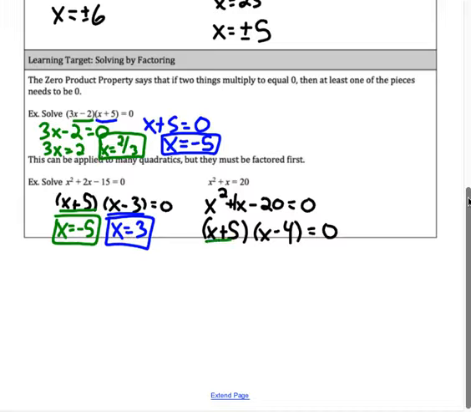And then, of course, this x plus 5, for that to be 0, x would have to be negative 5. For this to be 0, we're talking about x equaling positive 4. So again, that was solving by factoring in a nutshell, right? Get everything to one side, factor it, get both of those pieces equal to 0.